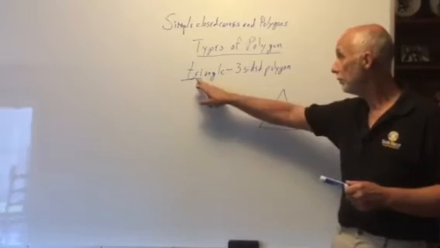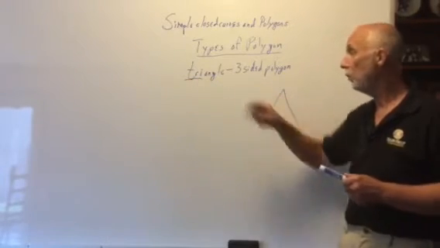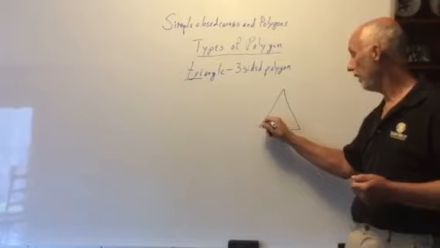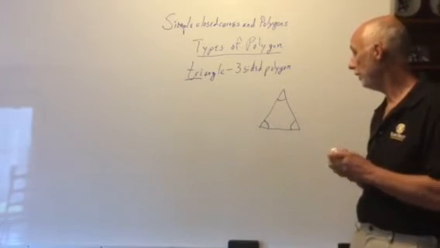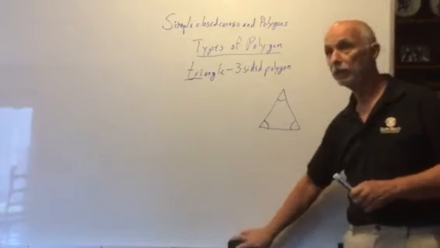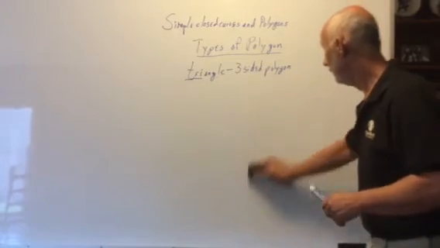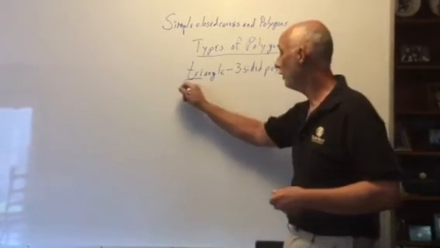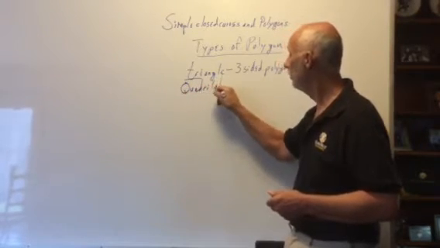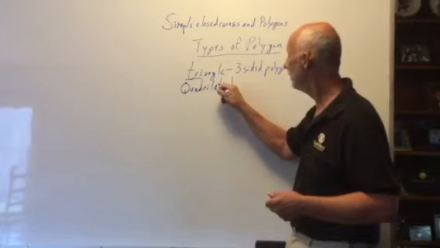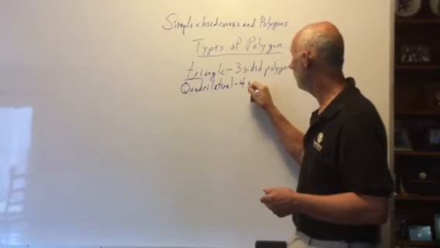So tri means three. A triangle is literally saying it has three angles, which it does, but it also has three sides. So that's the first type. The next type is called a quadrilateral. And a quadrilateral is a four-sided polygon.